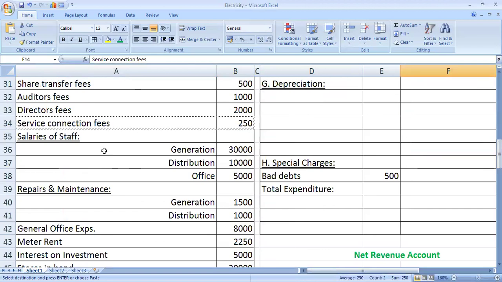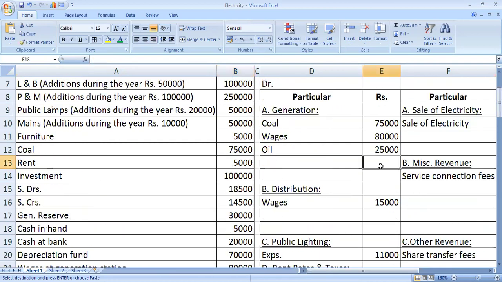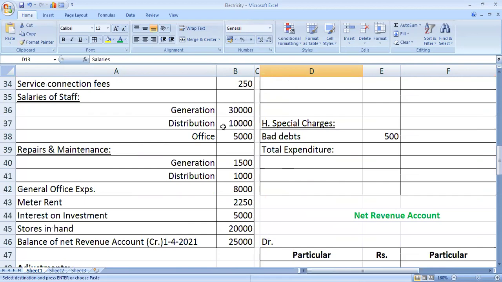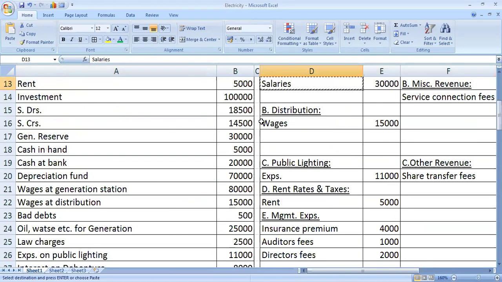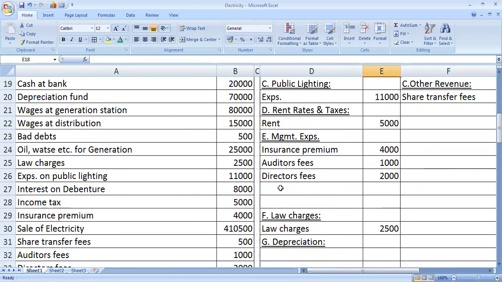The next item, salaries of staff. Generation rupees 30,000. Revenue account, debit side under the heading of generation salary. Next, distribution 10,000 under the heading of distribution. Next, office salary 5,000 goes under the heading of management expenses.